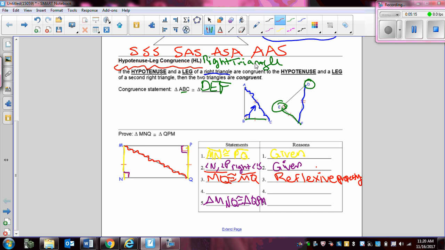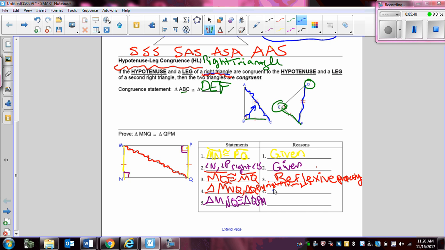But we need them to be right triangles. They need to be right triangles. If N and P are 90-degree angles, can we prove that these are right triangles? We can. So we're going to say triangle MNQ and triangle QPM are right triangles, and that is because we have a 90-degree angle.